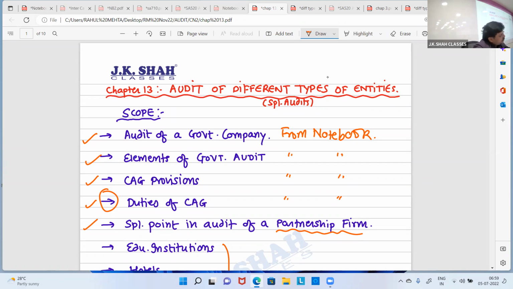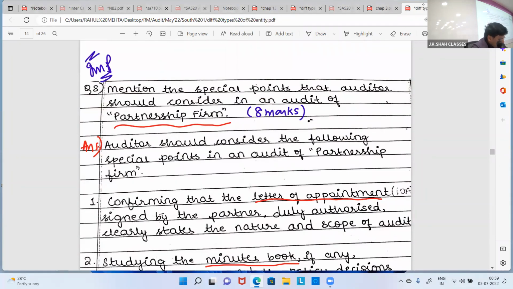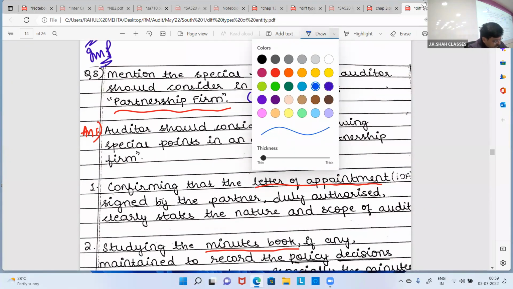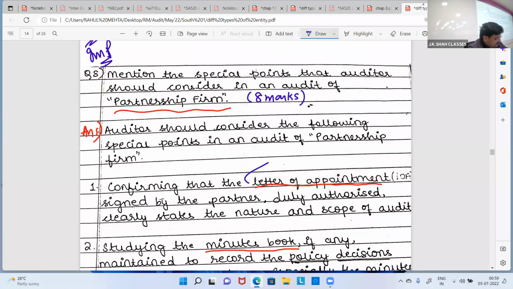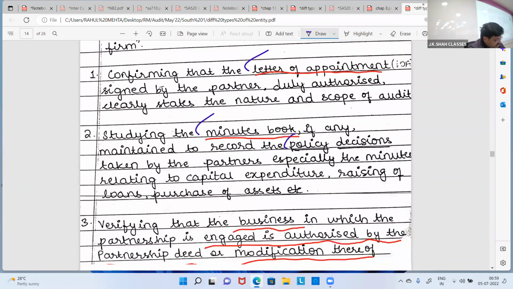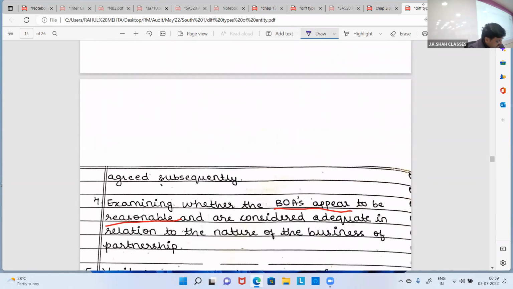Can I say definitely manageable? This is that answer. See, special points in a partnership firm. First, if you see, there is letter of appointment. Then there is which book? To check policy decisions. Then the business should be authorized. By which deed? Partnership deed.